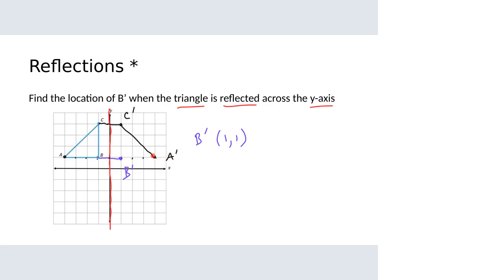And that's where my new triangle would be. Triangle A prime, B prime, C prime would be over there. That would be a reflection across the Y axis. Let me know if you have questions on that before I have you try one more.